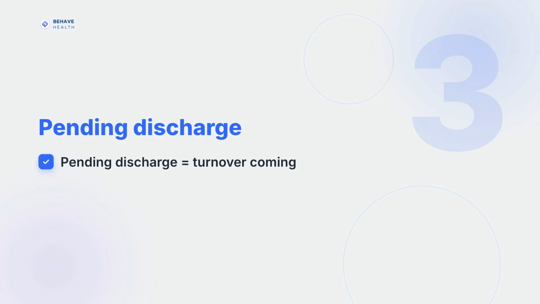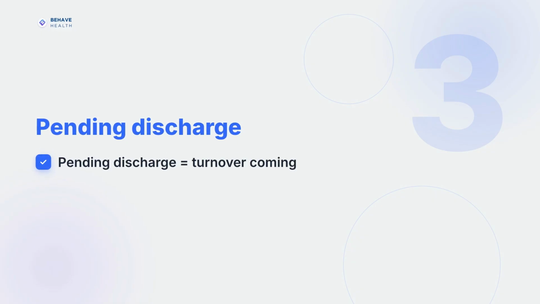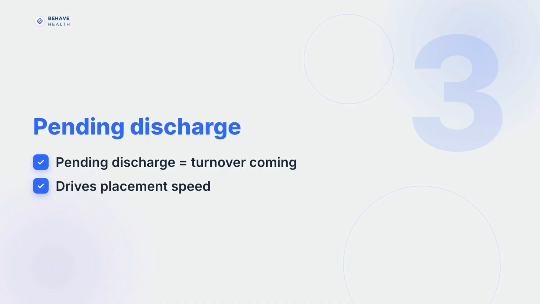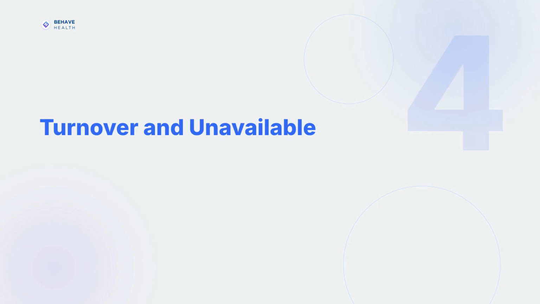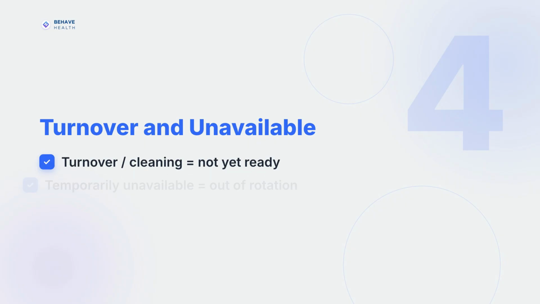Status 4, pending discharge. Pending discharge flags that a bed will open soon, so the team can line up the next admission instead of reacting late. Seeing turnover before it happens is what lets you answer which bed opens next. Statuses 5 and 6, turnover and temporarily unavailable. Turnover or cleaning marks a bed that is between residents and not yet ready to fill. Temporarily unavailable keeps a bed out of rotation, so it is never offered to a referral by mistake.